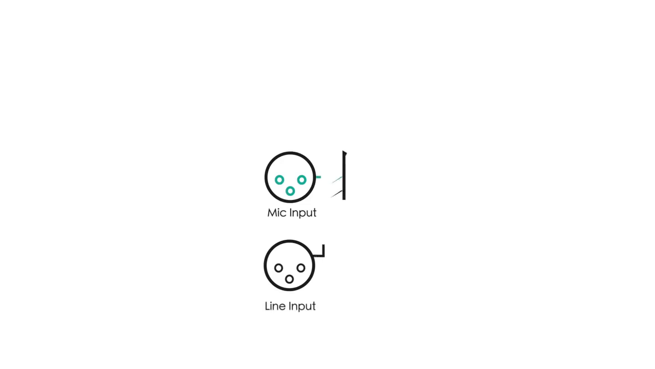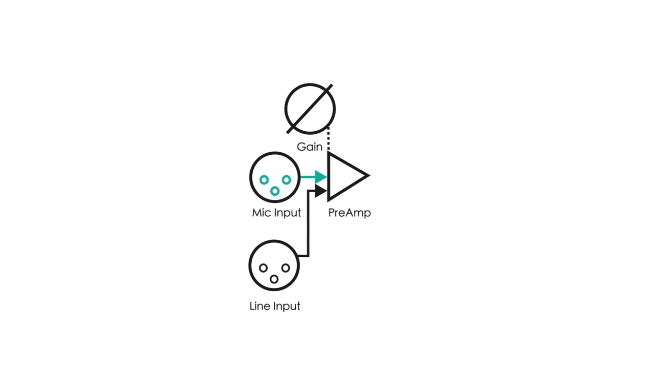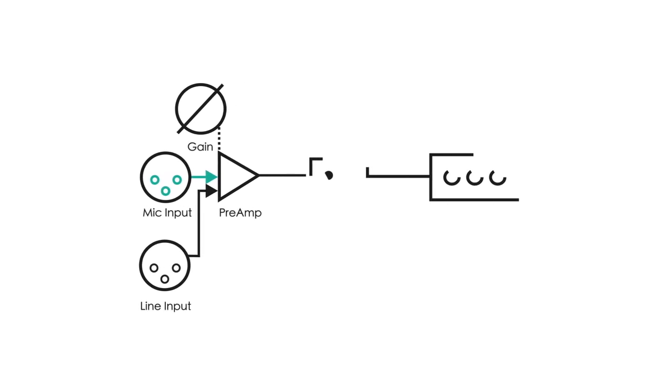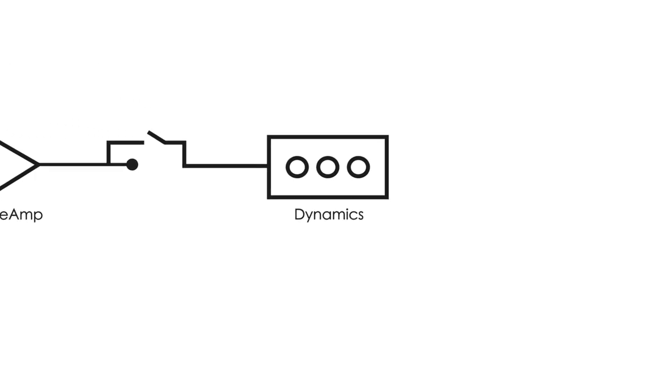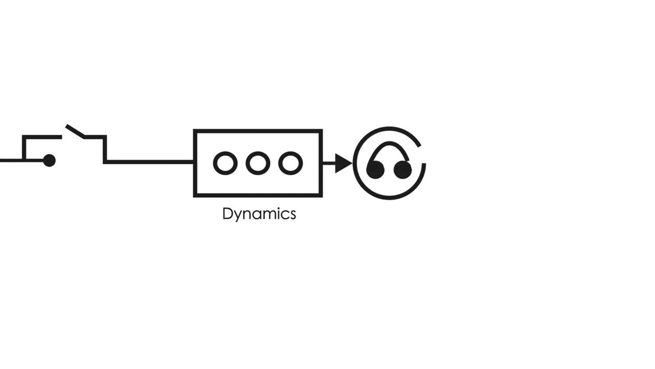The input passes the signal to the preamp, which is controlled by the gain. The preamp and gain raise the signal to the correct amplitude to pass through the console. The signal then passes to the onboard dynamics. This includes your compressor, gate, limiter, EQ, expander, and de-esser. The PFL, or pre-fader listen, is used to solo a channel for listen only in the monitor headphones.